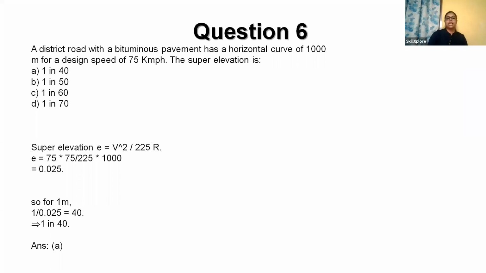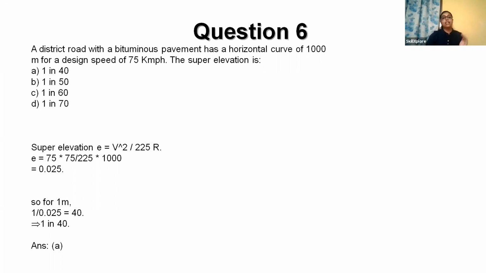The super elevation e is equal to V square divided by 225 times R. We can just substitute the values. V is the design speed, here it is given as 75 kilometers per hour. Substitute the value for V. Then R is given as the horizontal curve radius, it is given as 1000 meters. So just substitute the values: 75 into 75 divided by 225 into 1000. The answer is 0.025. But it is not there in the options, right?